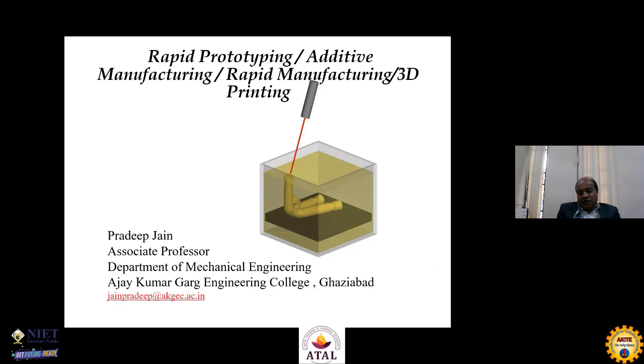Another question from another participant is, what type of different materials can we use in SLA? Basically, the requirement of SLA is the photopolymer. The material must be a photopolymer and curable by a laser. So any type of polymer that can be photo cured, we can use in the SLA process.